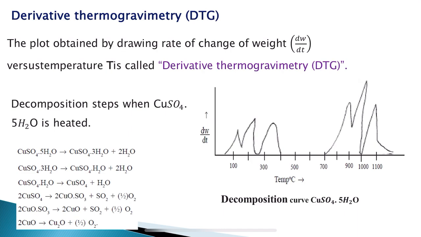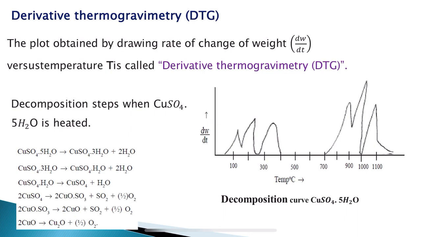So this is the same technique of thermogravimetric analysis, but it is called derivative thermogravimetry because the plot obtained is drawn by taking the rate of change of weight, that is dW divided by dt, versus temperature T. That is why it is called derivative thermogravimetry, and it is abbreviated as DTG.